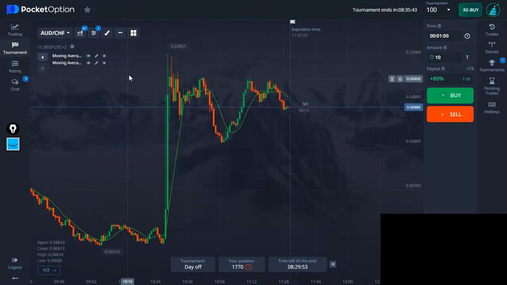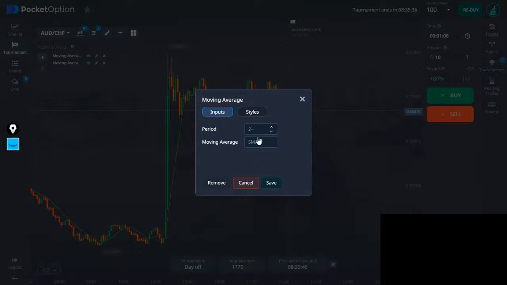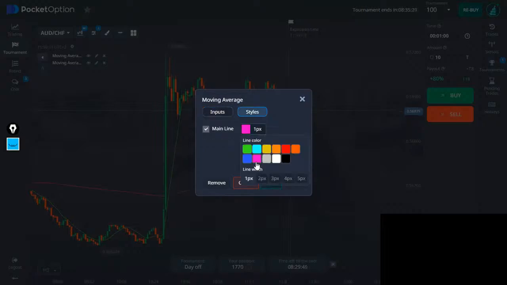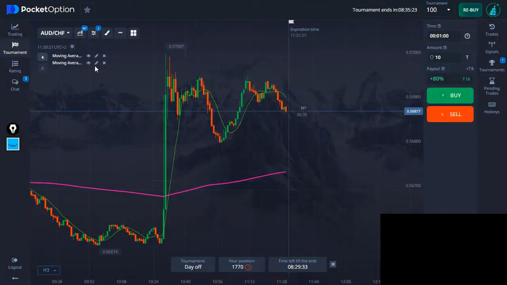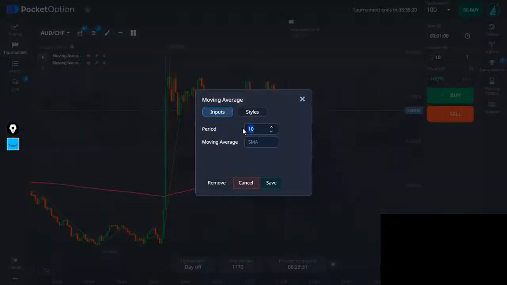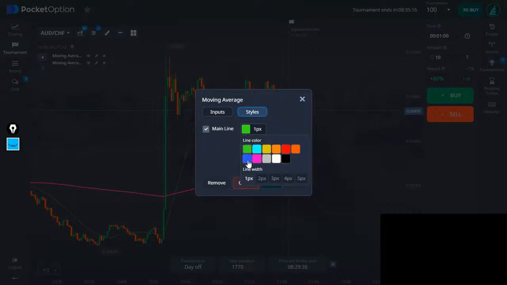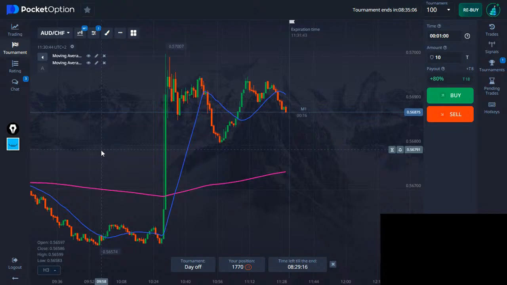So we have to change the setup of the moving averages. You go for the first one, you change the period to 200, moving average SMA. I prefer to change the color to pink, make the line thick, 2 pixels, save. The second moving average has a period of 20. I prefer to change the line to blue. The colors are completely up to you, and click save. So now we have both our moving averages in place.